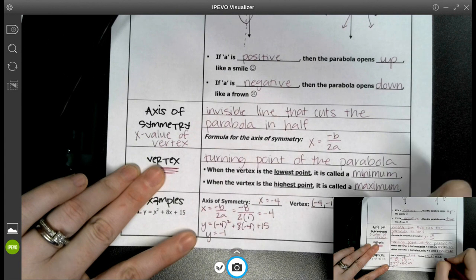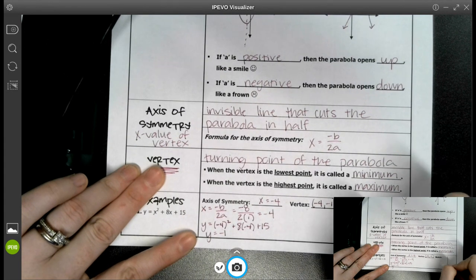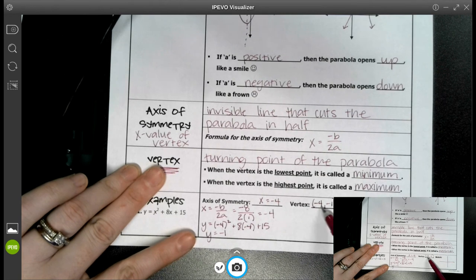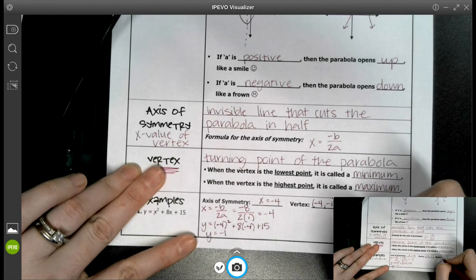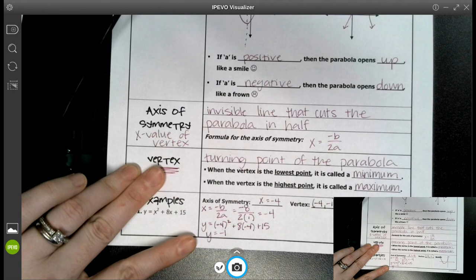So when I sketch this, it is not going to be perfect by any stretch of the imagination, but I know that my vertex is negative 4, negative 1, so that's going to be somewhere over here. And I know that my equation is going to open up because I have a positive a value. So it's going to look something like that.